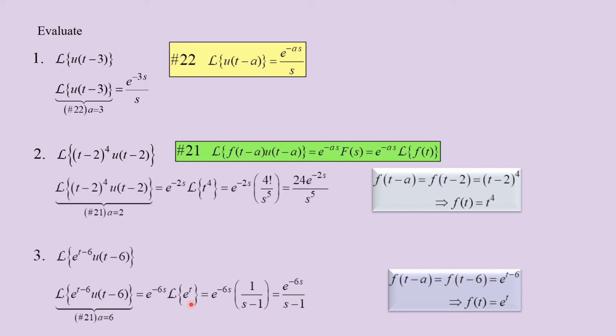Now we know the Laplace transform of e to the power of t is simply 1 over s minus 1, from formula number 4 in the table of Laplace transform. So the result for the Laplace transform of e to the power of t minus 6 times u(t minus 6) is equal to e to the negative 6s over s minus 1.